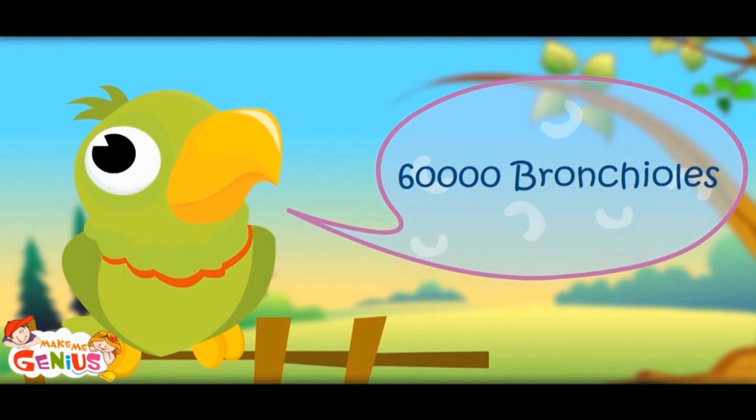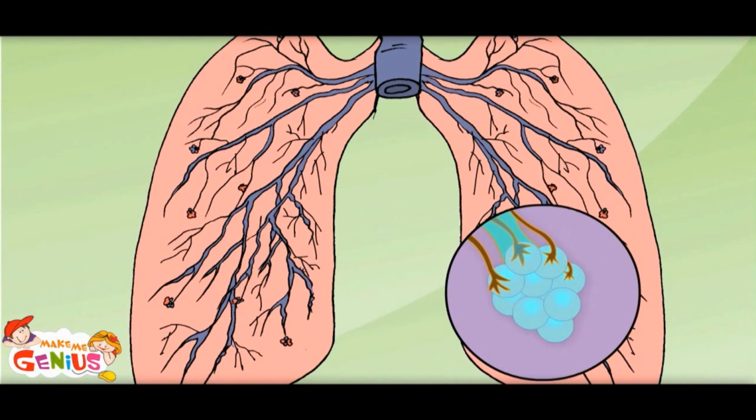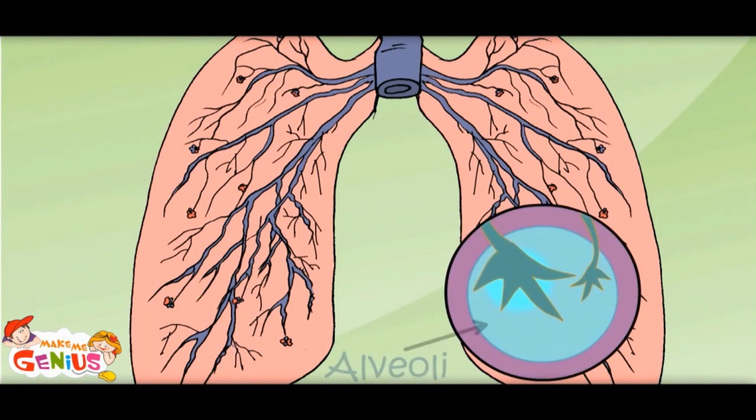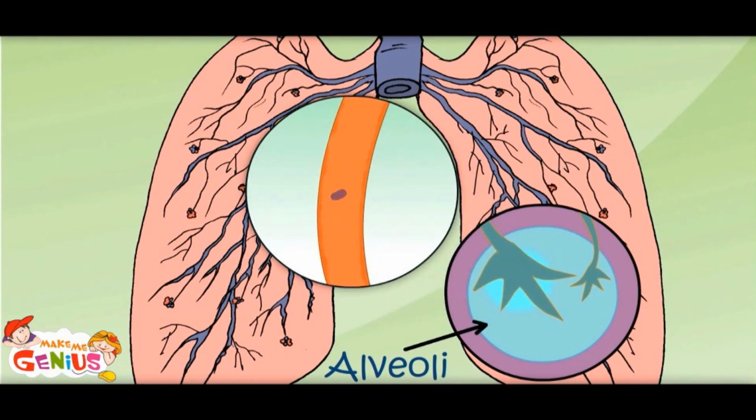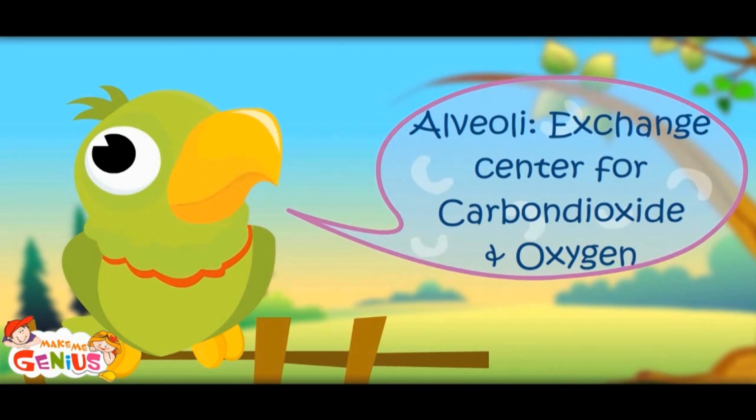60,000 bronchioles. What are these small balls? Oh, you can see them. We can see them because of magic. These are called alveoli. From here, oxygen goes to the blood and carbon dioxide comes in from the blood to the lungs. So, this is the exchange point of gases. Carbon dioxide comes in from the blood and oxygen goes to the blood. In this way, oxygen is spread through the whole body. Alveoli, exchange center for carbon dioxide and oxygen.